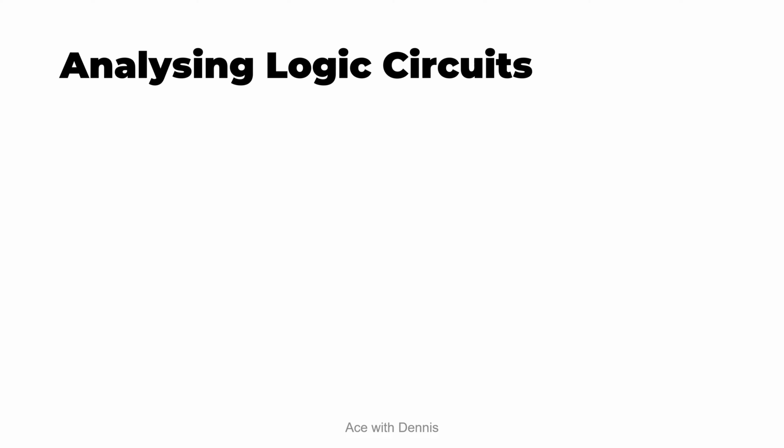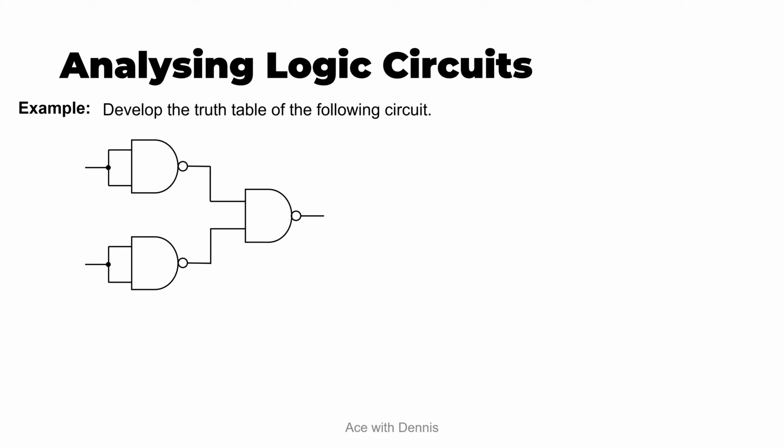Let's analyze another example here. Develop the truth table of the following circuits. So here is the circuit with input A, and this is also A, input B, also B, and output Z. So at point C, and point D here. So point C will be A A bar, point D will be B B bar. And the output Z will be C D bar.